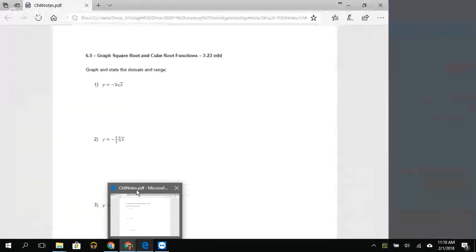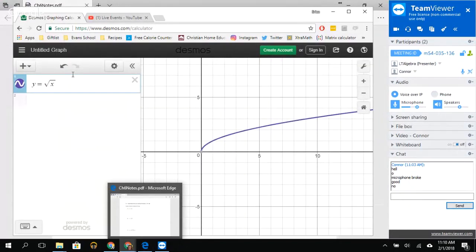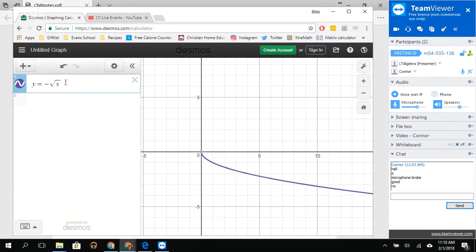So what happens if I put negative? This is as we would expect. We have the negative square root of x, and the negative sign is outside of my square root. So it's making whatever the square root is negative. So that's flipping the graph across the x-axis, right?